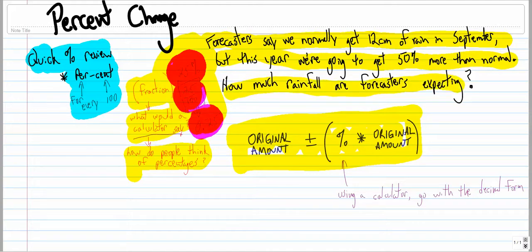So looking at my easy equation here, the original amount, that's what we normally get. That's going to be the 12 centimeters. So I'm going to put a 12 here, and I'm going to leave the units off. And we're getting more rain than normal, so I'm going to use the plus here. If it was less than normal, I'd use the minus.